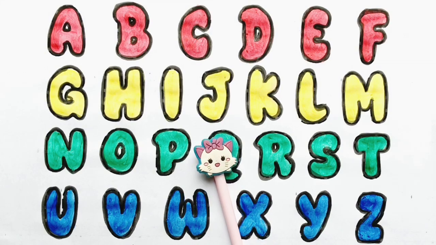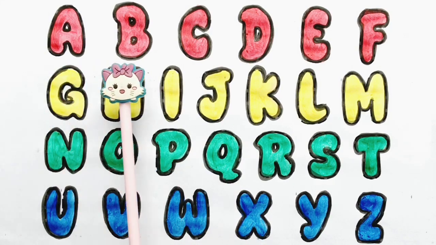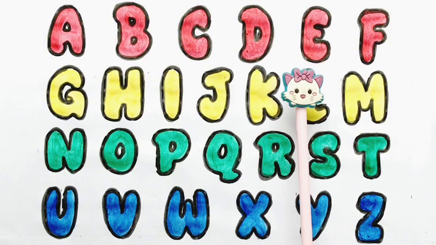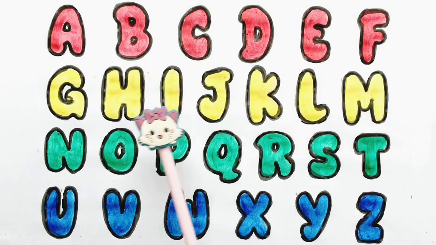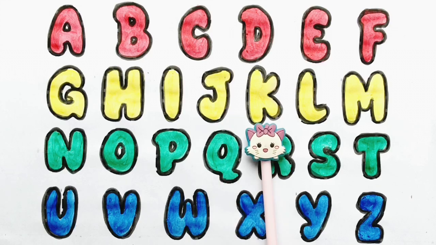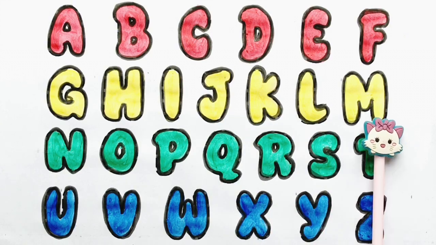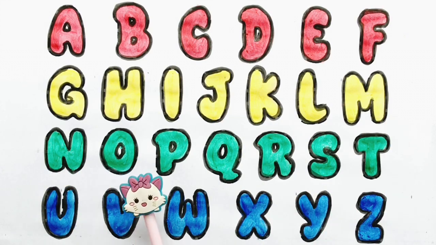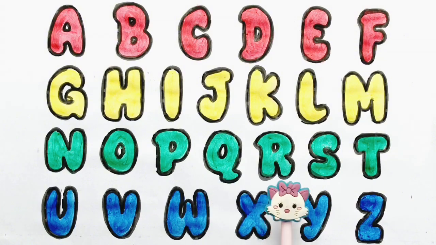Let's repeat and learn. Capital letter A, B, C, D, E, F, G, H, I, J, K, L, M, N, O, P, Q, R, S, T, U, V, W, X, Y, and Z.